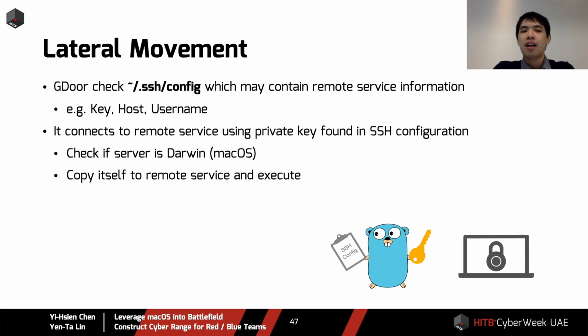For the lateral movement part, GDoor looks at the SSH configuration and looks for any possible macOS devices to infect. There is some information in the SSH configuration file, including hostname, IP address, an encrypted key, and remote username. GDoor tries to infect other devices with this information. It checks the operating system of the remote machine first, then copies itself to the remote machine and executes. In our environment, we have two macOS devices connected together through SSH, and one can connect to the other one with an encrypted SSH key.